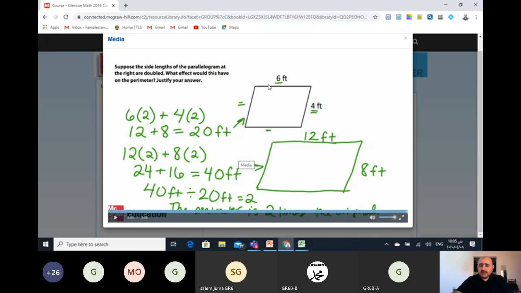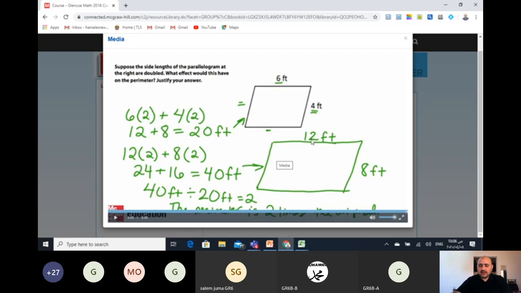Now, when I change the dimensions here, what happens to the perimeter? I want to study the perimeter for each figure. For the first figure, the perimeter, as you know, is to add all the sides. So I can write 6 plus 4 plus 6 plus 4. Or, because here are 2 equal sides, I can write 2 times 6 plus 2 times 4. 6 times 2 is 12, 4 times 2 equals 8. 12 plus 8 equals 20. So the first perimeter here will be 20.